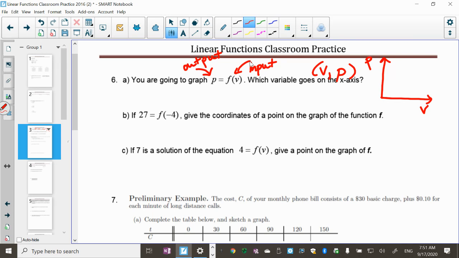So I kind of do this every time. Then I answer the question, which variable goes on the x-axis? What's it going to be? V. Okay, so you're like, man, that's an easy question. Well, they do that on purpose. They just want to know, do you know what an input and output is?